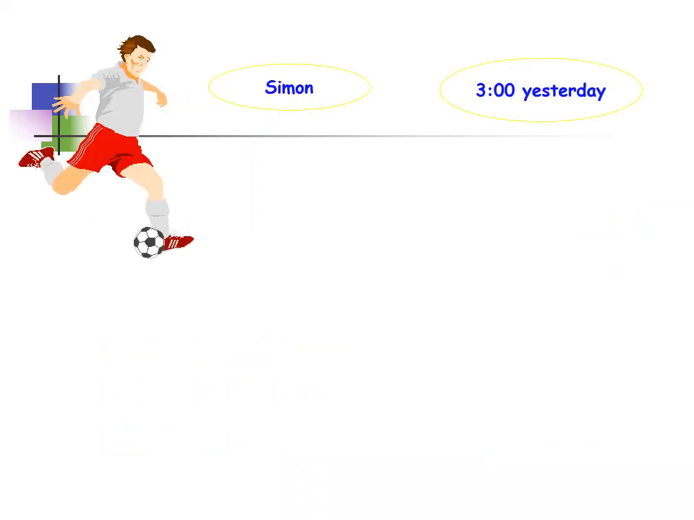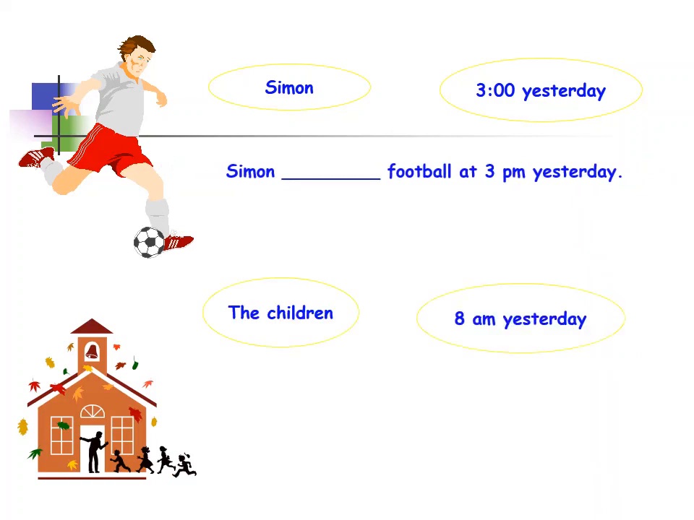Let's practice. So, what was Simon doing yesterday at 3 p.m.? Complete the sentence. Simon blank football at 3 p.m. yesterday. What were the children doing at 8 a.m. yesterday? The children blank to school at 8 a.m. yesterday. Complete the sentence.